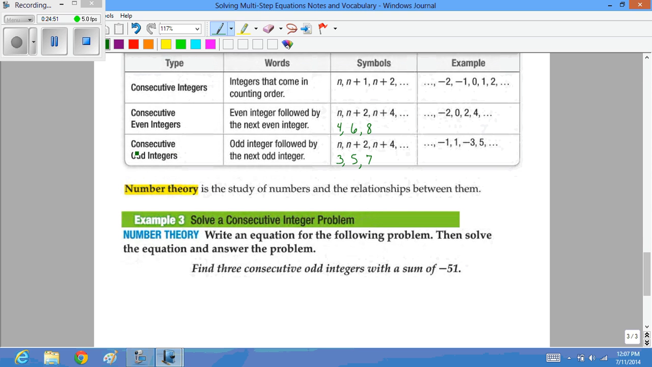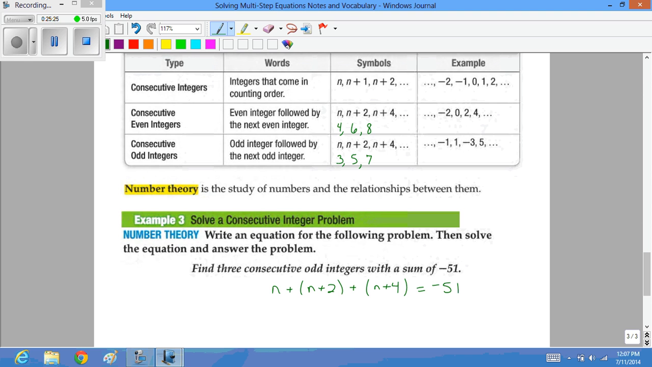So I know that I'm going to start with my first number n. That number plus the next number in line plus the next odd number in line should give me negative 51 because it says the sum of those. So sum of three numbers. Well, since we're dealing with odd integers, my second number is going to be n plus 2. My third number is going to be n plus 4.